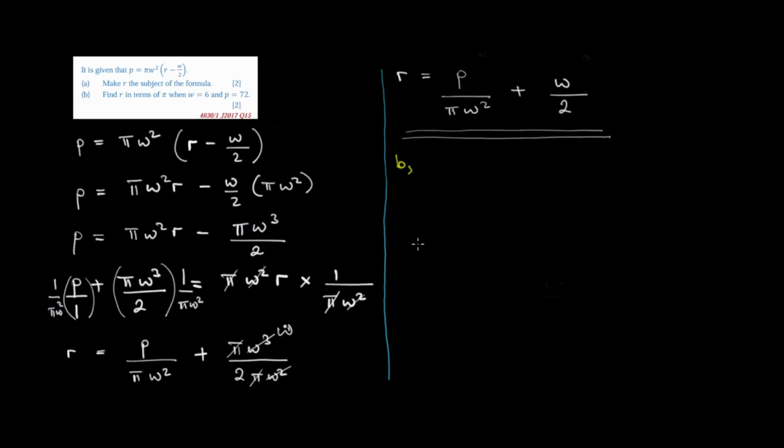If we go to B, you have to find r in terms of pi when w is equal to 6 and P is equal to 72. What we are going to do is, since we were asked to make r the subject of the formula in A, we can actually take our answer from A, r is equal to P over pi w squared plus w over 2. We take that answer and we are asked to find r in terms of pi. In terms of pi, my friends, means our answer must have pi in it.